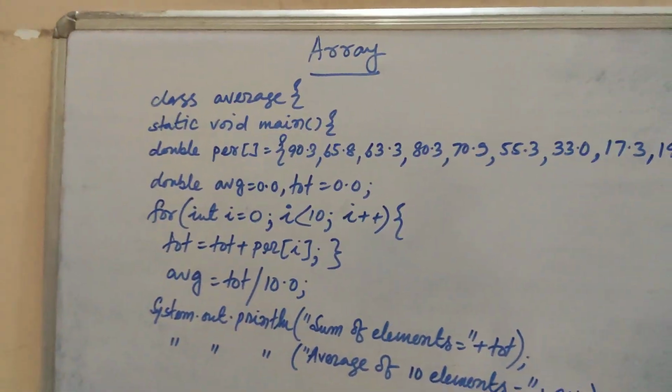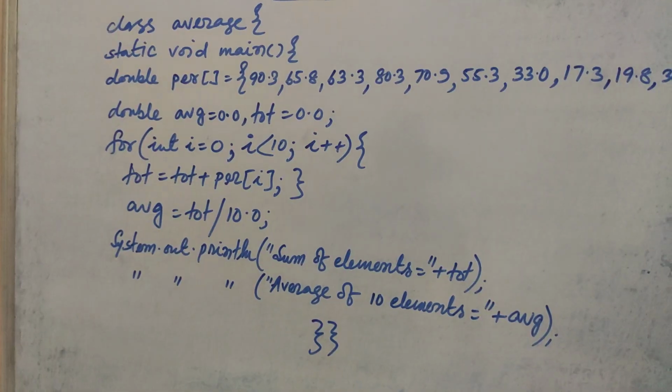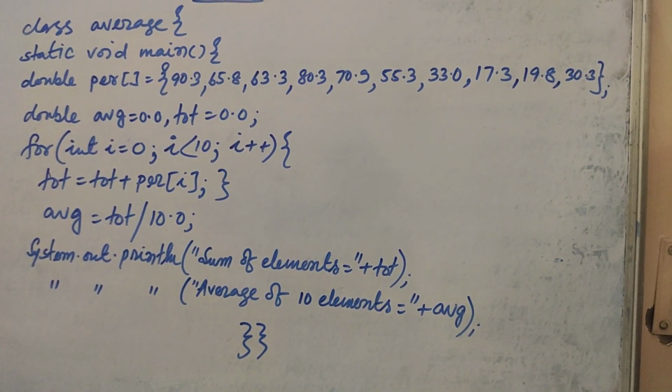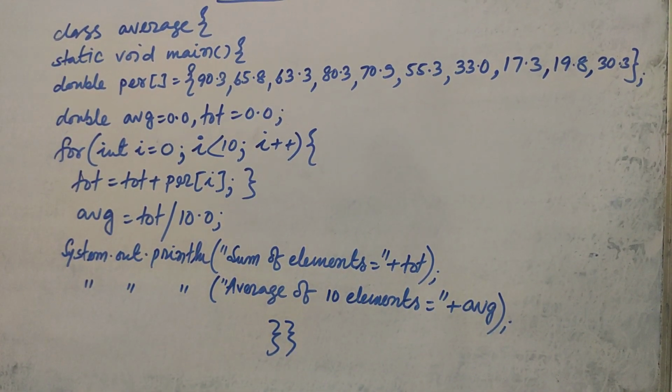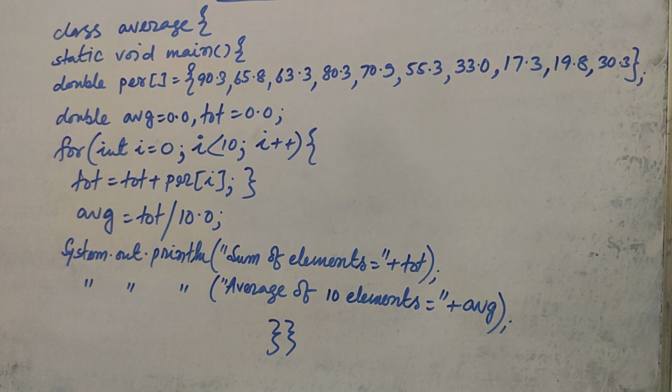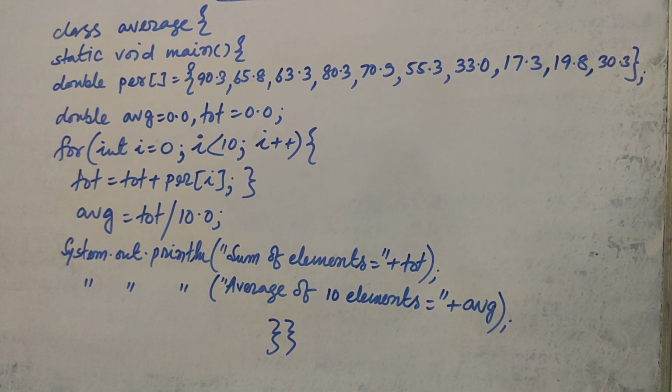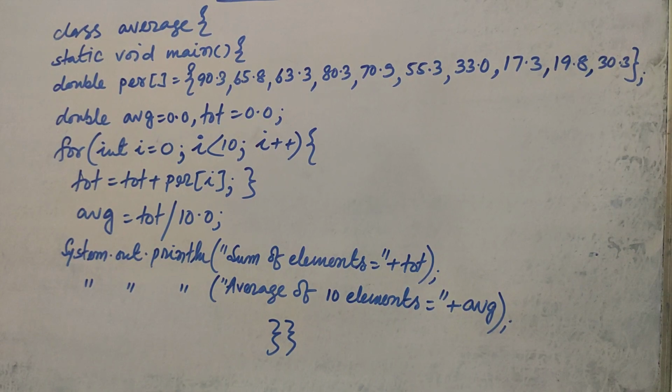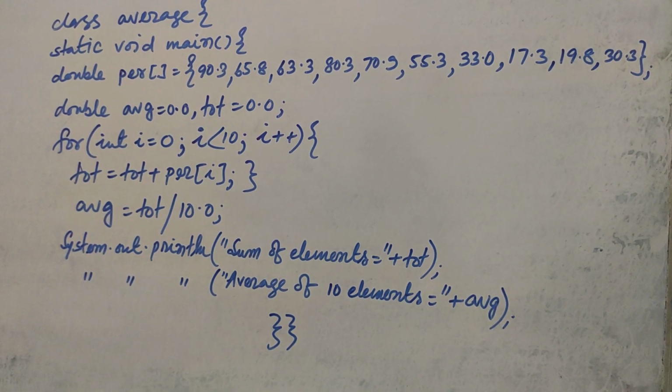In that case, notice that tot equal to tot plus par of i is within a loop. That is, tot inside the loop means this is the body, and the average, AVG, is outside the loop, because first the computer will compute the total, and then the average. How will it work?